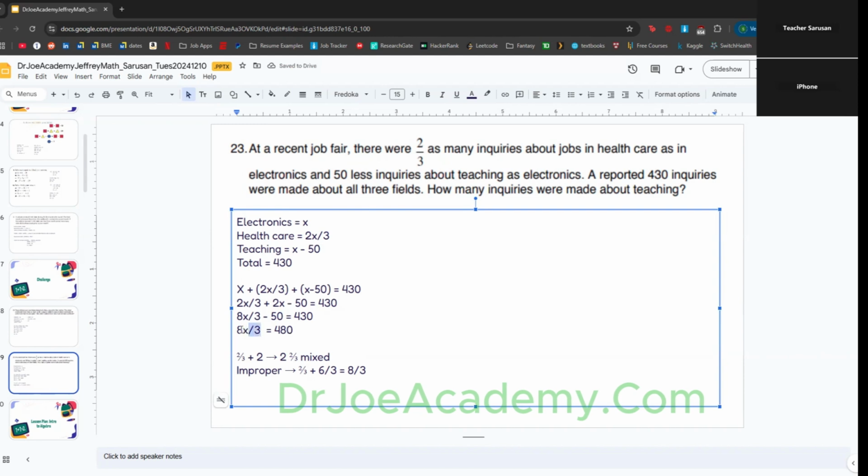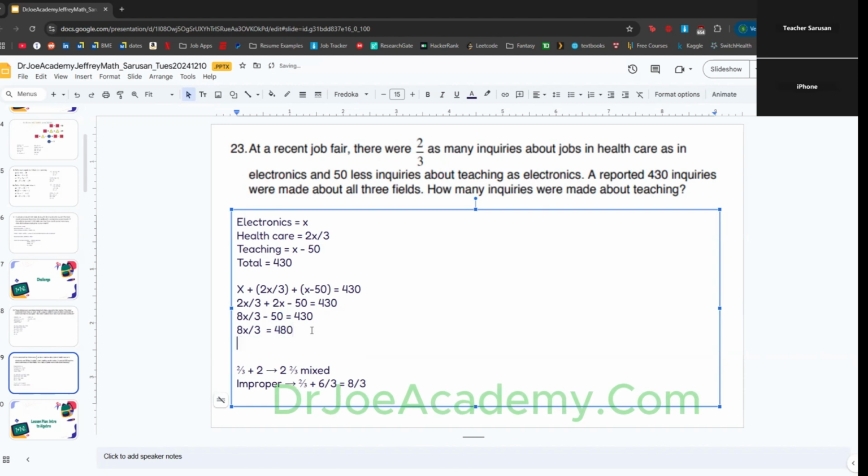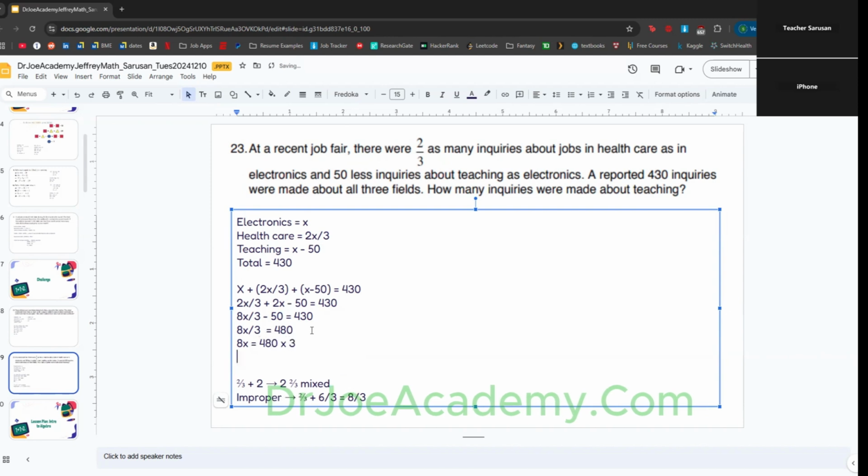We have a division and a multiplication. So we got to do the reverse in order to find x. So let's get rid of that 3 first. That's going to end up being 480 times 3. So what does that look like? 8x equals 1,440, I think. Yep, very good.